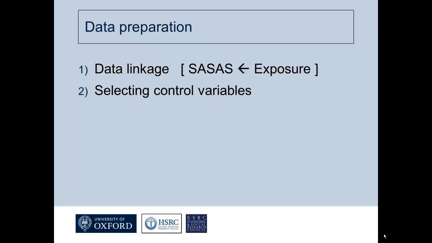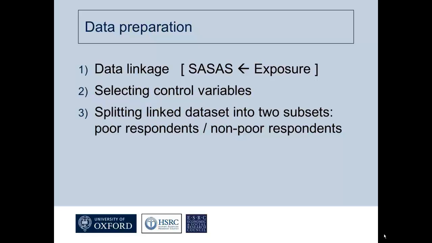The second task was to select the relevant control variables to feed into the model process. And the third task was to split this linked dataset into two subsets. One subset for the poor respondents and another subset for the non-poor respondents. And I'll talk through each of these three tasks in a bit more detail now.